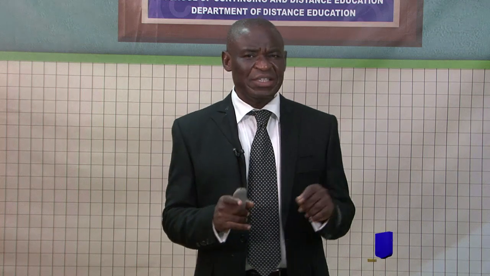Now, the key elements in this definition are the following. Public policy making is a process rather than an event. Now, a process is a set of interrelated activities that leads to a common outcome. So, it is made up of a series of interlinked decisions or activities.